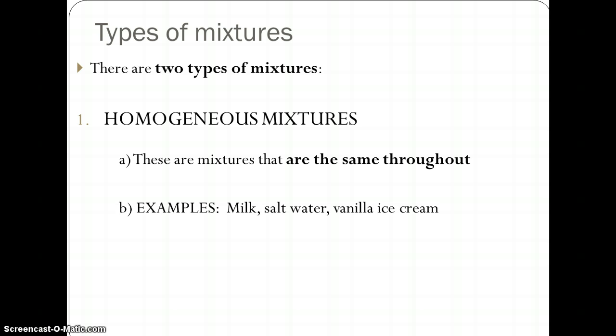So this could be like milk. In milk, there's not chunks in the milk. It looks all the same, but it's different things mixed together. Salt water, again, you can't usually tell one part of salt water versus another. It looks all the same.